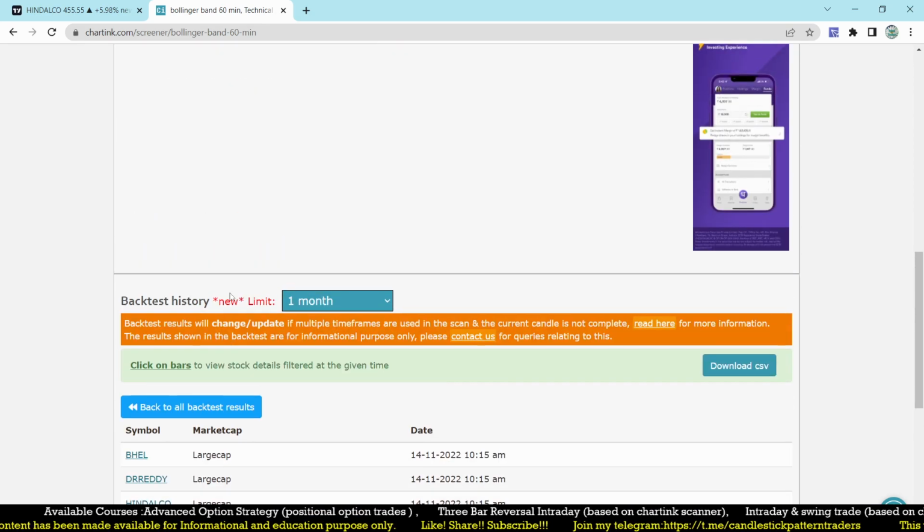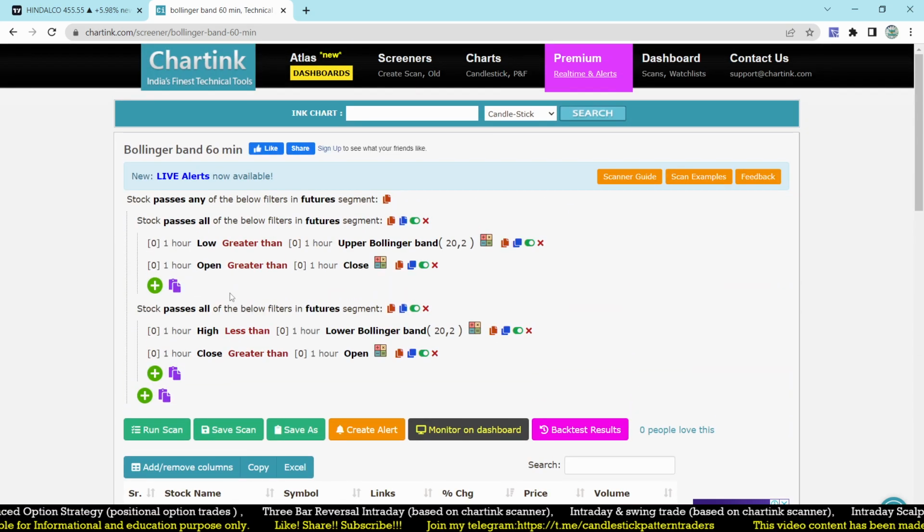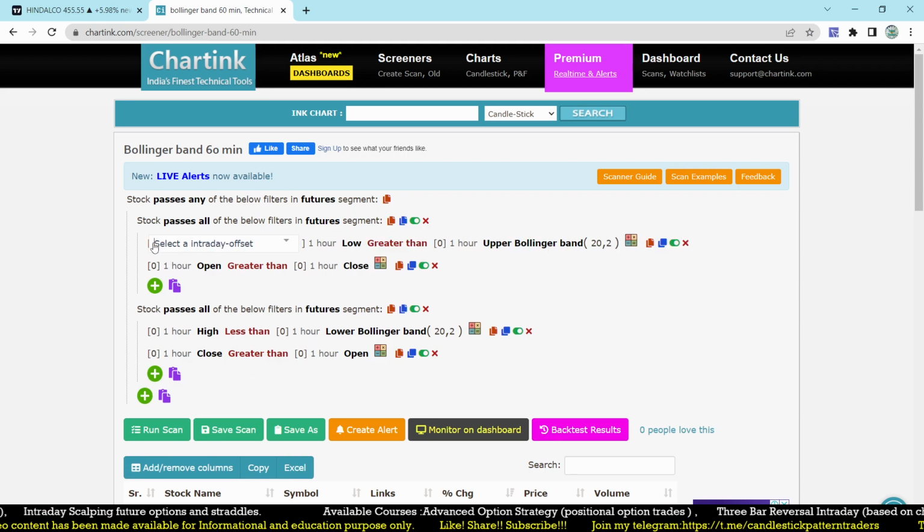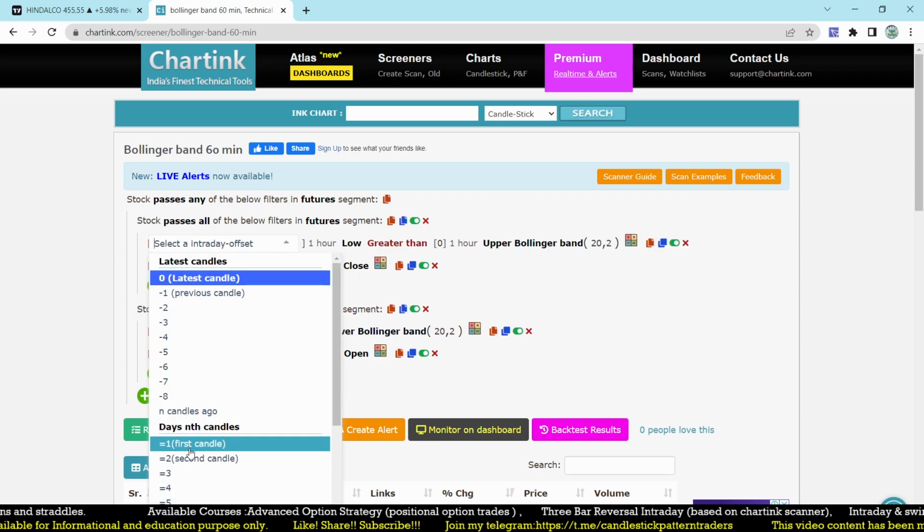So one, the scanner finds stocks trading above the upper Bollinger Band or below the lower Bollinger Band. This was the method we used to filter out stocks, using 16 minutes. Maybe we can use 15 minutes or 5 minutes also, and we can find stocks only forming the first candle below the lower Bollinger Band. That is also possible, and equal to one candle. So that is also something we can use.